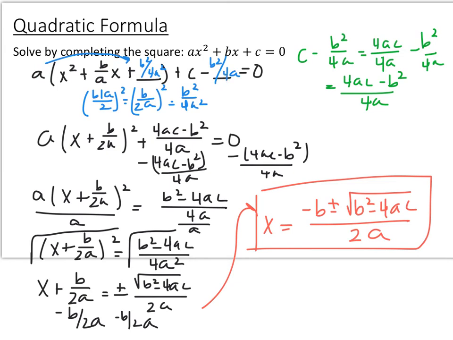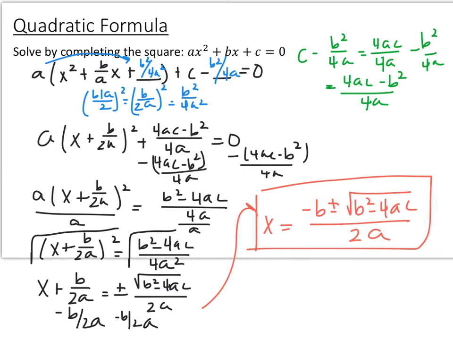So if you go down to perfect square form, you get a times (x plus b over 2a) quantity squared. And then I combined like terms here. I made a common denominator, and you end up with 4ac minus b squared all over 4a. So I subtracted this term off from both sides, and you're left with a times (x plus b over 2a) quantity squared is equal to b squared minus 4ac all over 4a.